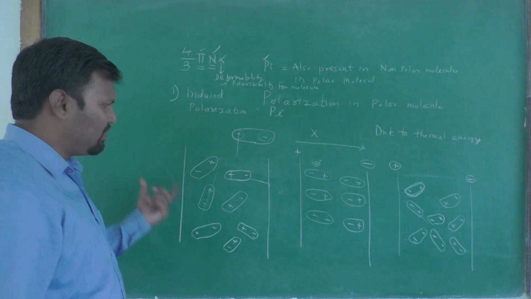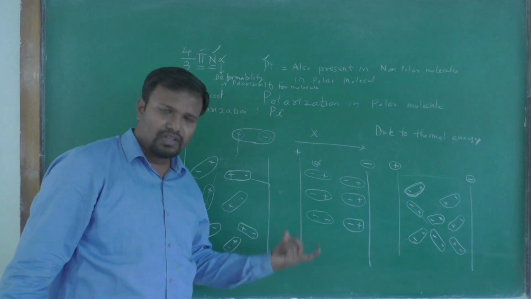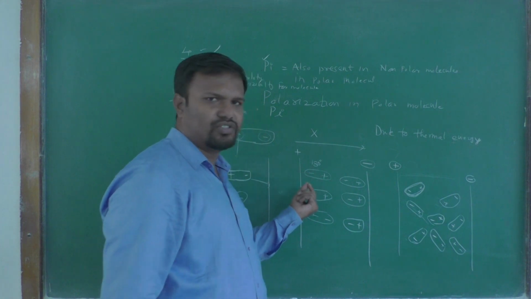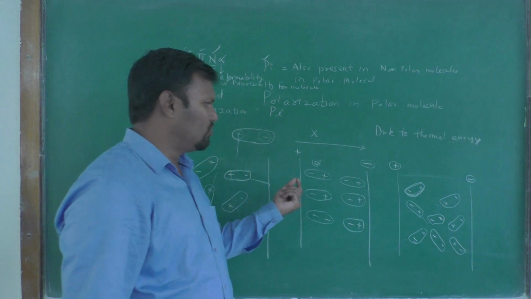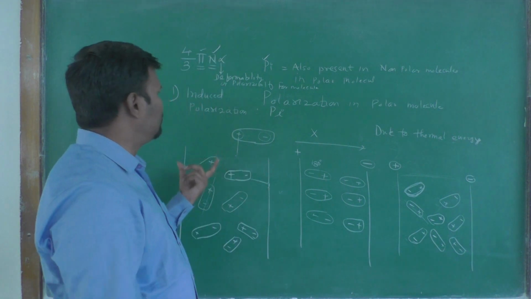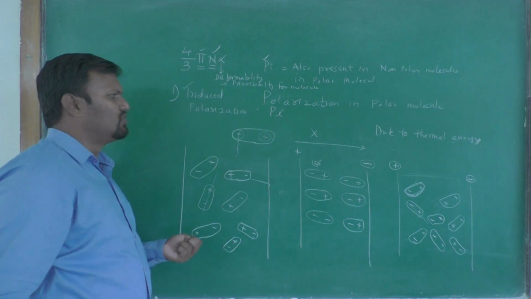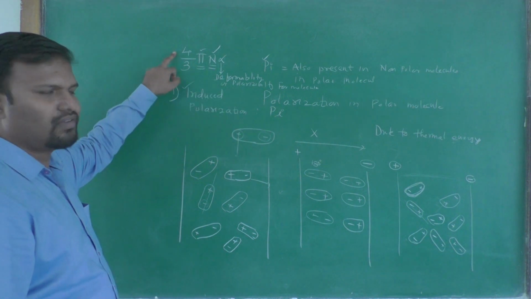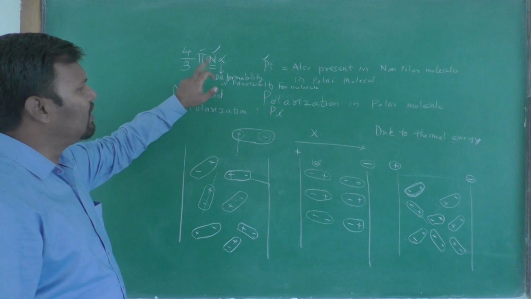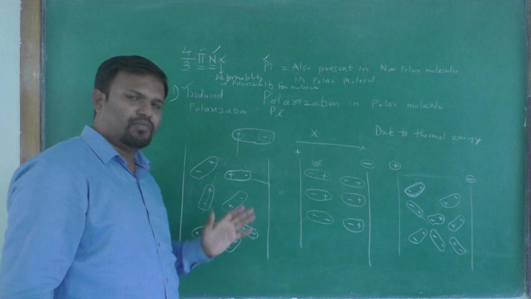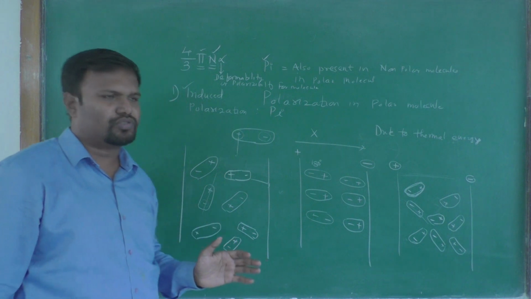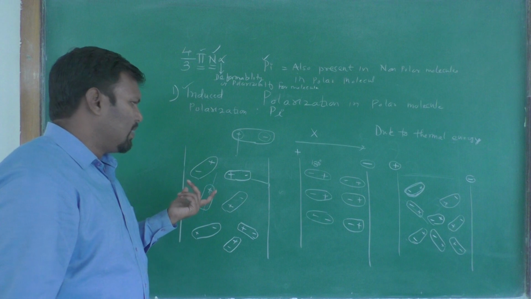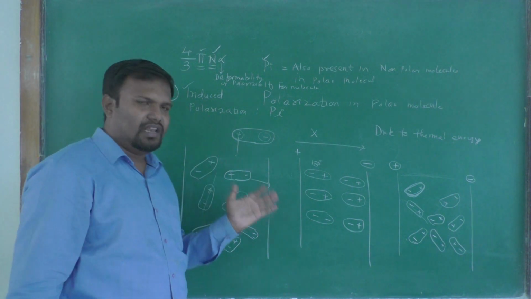Okay, the first change produced in the molecule is distortion of charges. Due to distortion of charges, induced polarization takes place, and that induced polarization is given by the formula 4/3 pi n alpha. In both the molecules, the same formula is there for the induced polarization.